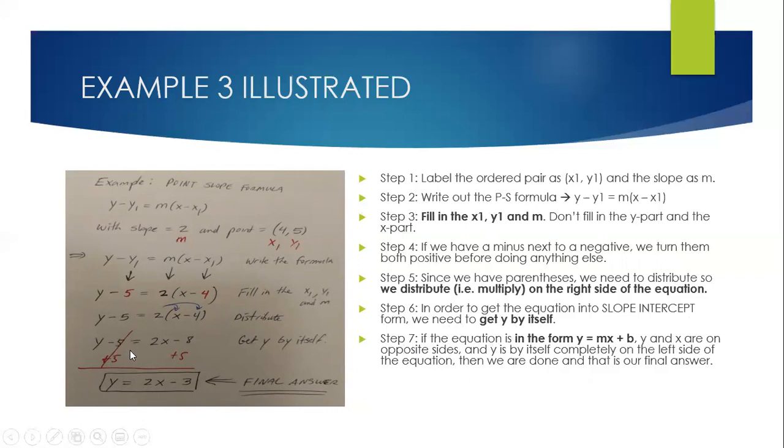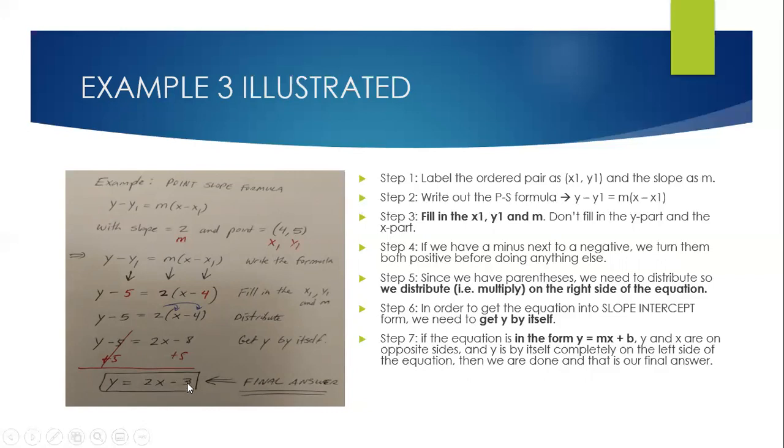Remember, we do opposites. So we add 5 to both sides. We add 5 on the left side and the right side, because we have to do the same thing to both sides. Whatever you do to one side, you do the same thing to the other side. That's the golden rule of algebra. So we get minus 5 plus 5, minus 8 plus 5. We get y is equal to 2x minus 3.